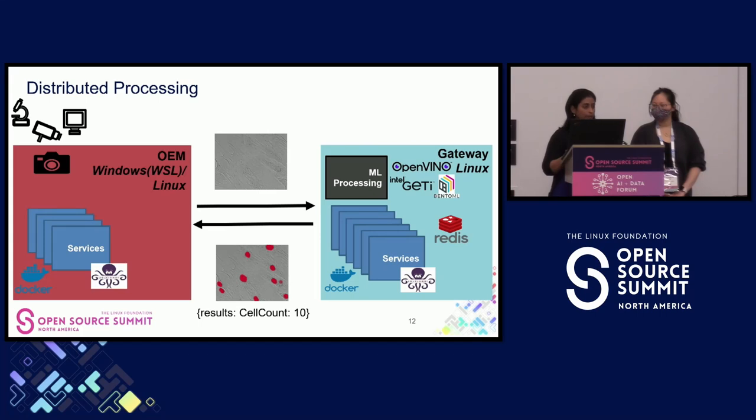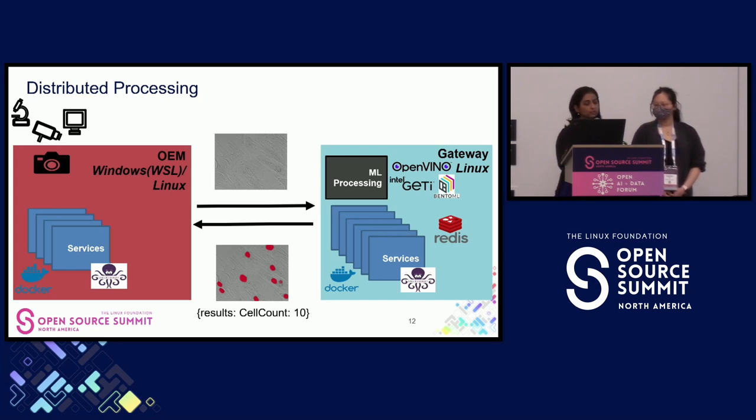At a very high level, this is our architecture diagram, and you can see how the distributed processing happens here. On the left side, we have a machine which we call the OEM machine, which can run either Windows or Linux. On the right side, you can see the gateway machine, which is a Linux machine that will process all these AI machine learning pipelines. The OEM machine is connected to an image capturing device, which could be a microscope, a camera, or any other computer device.